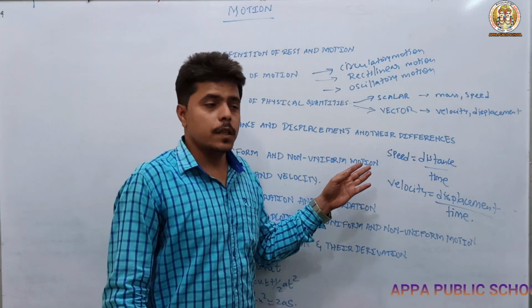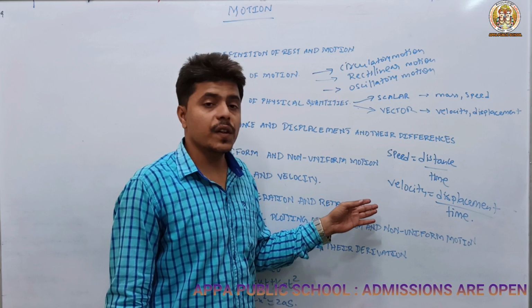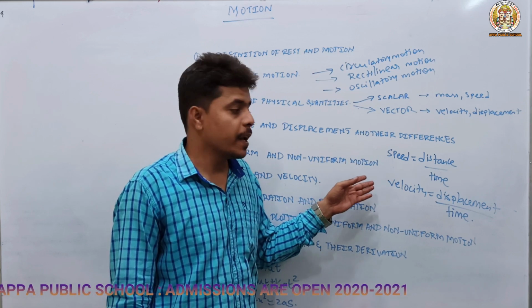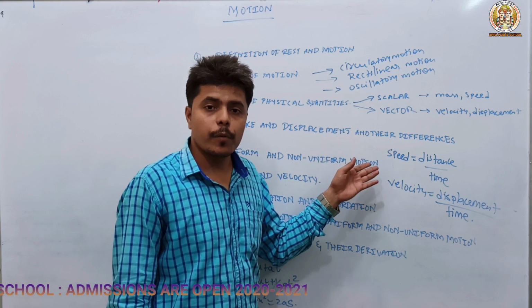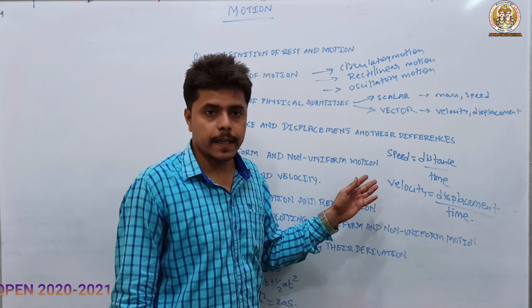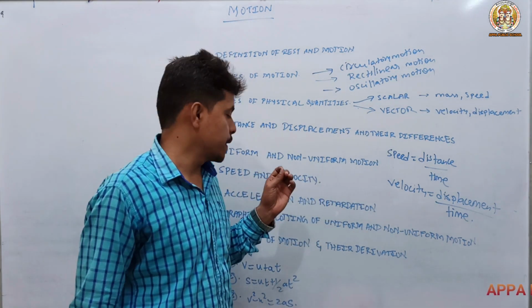This ratio, distance by time taken, is nothing but speed. Velocity is the ratio of the displacement of the body with respect to time. SI unit of speed is meter per second, whereas velocity SI unit is also meter per second. So this is about speed and velocity.